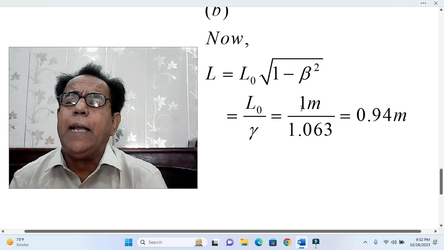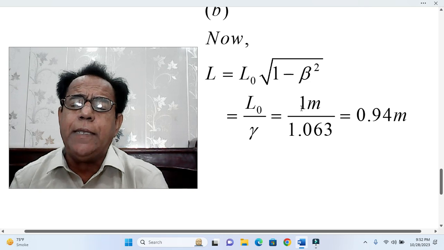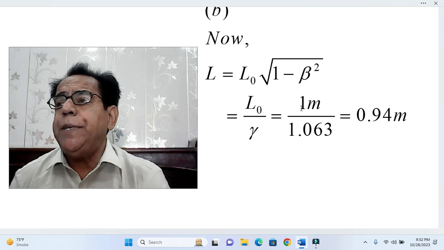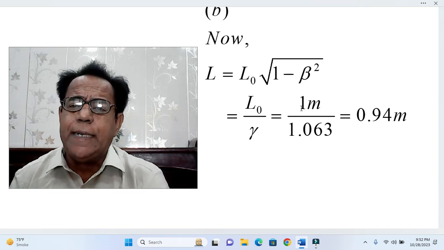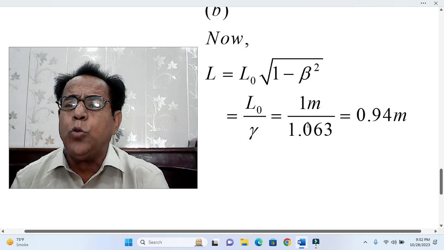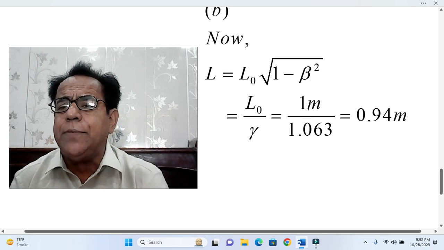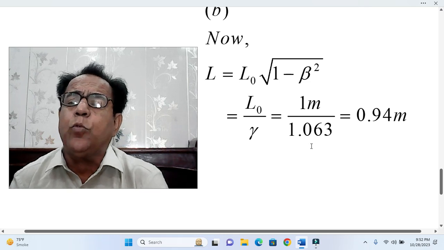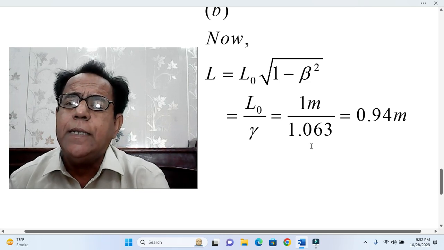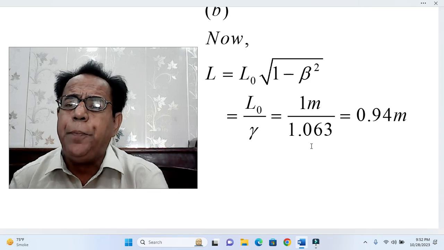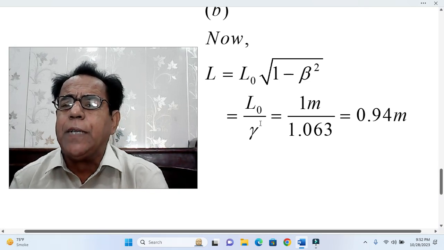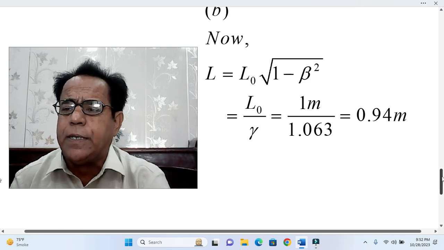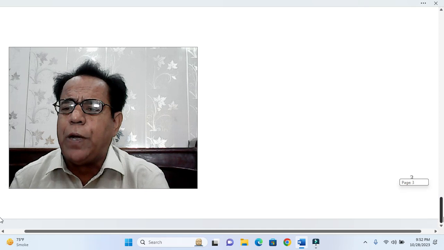L naught is given as 1 meter because in this statement the word meter stick has been used. Meter stick means a stick having length 1 meter. So L naught is 1 meter while gamma is 1.063, which we have calculated in the previous part of this problem, and hence after simplification L becomes equal to 0.94 meter. And this is the end of our problem.